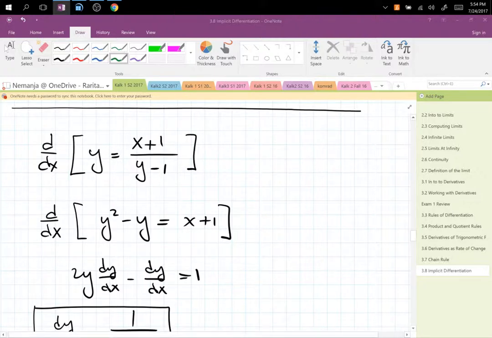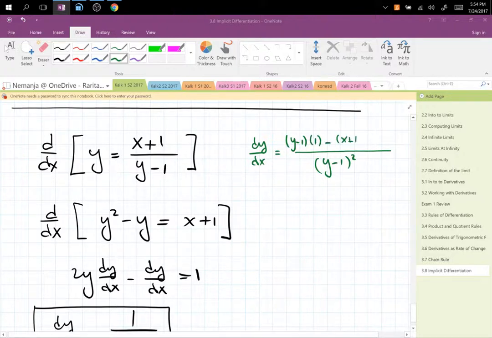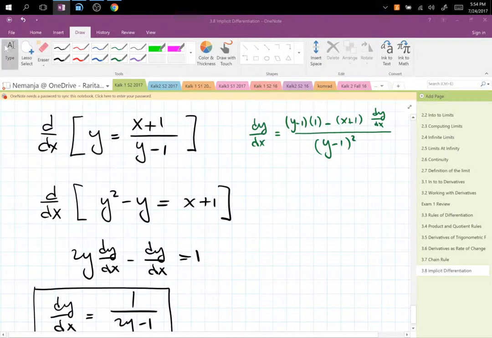So the derivative of y would be dy/dx. And then we have a quotient rule, which means this y minus 1 gets squared, and then y minus 1 goes over here. And then the derivative of the top is just 1, minus, and then x plus 1 gets copied, and the derivative of this is dy/dx. And then you have to follow the algebra from there to get this here.